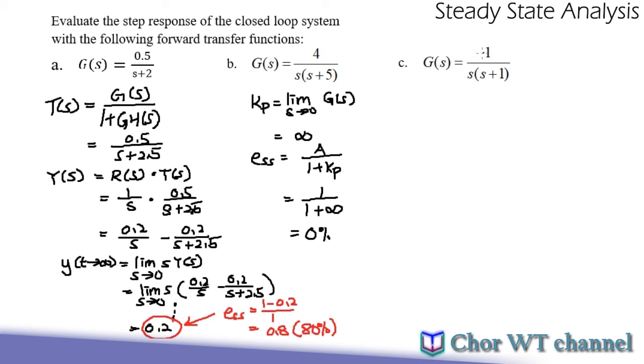Okay, so for part C, I'm going to use a simpler method by evaluating the system type. If you look at G(s) and extract all the pure integrator terms s in front, this will tell us the system type. In this case, this is actually a system of type 1. And a system of type 1 will always end up with a steady state error equal to 0%. And this is only for step input.